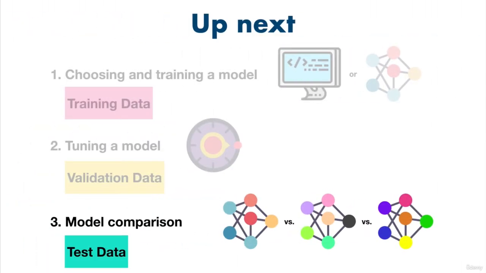Up next, we've got model comparison. Now this happens during your experimentation. Say you've trained multiple different models on the same data set. We're going to look at how you might compare those. And this is done on the test data. So let's do it.